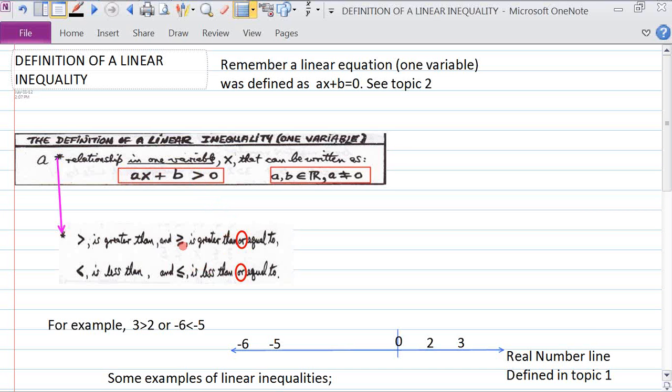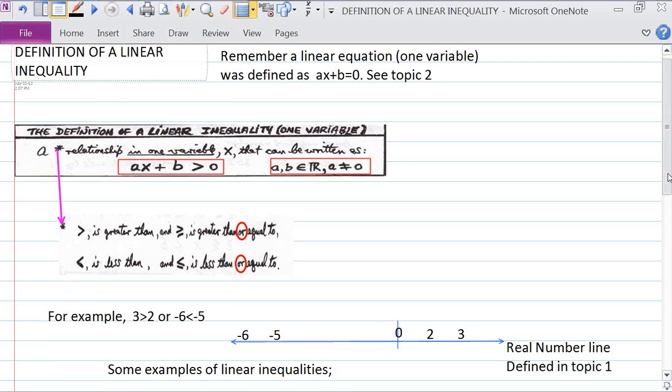In addition, one little extra point is that we can include the equal sign, and by this little line that appears, this is the greater than symbol. If we put a line underneath it, it means greater than or equal to. This symbol means less than, and if we put a little straight line underneath that, we get less than or equal to.